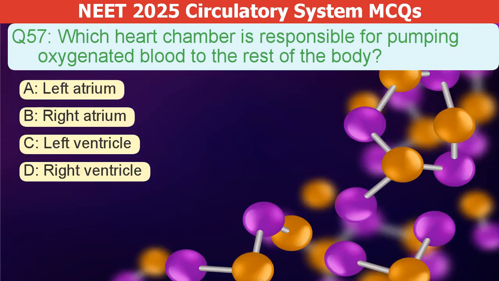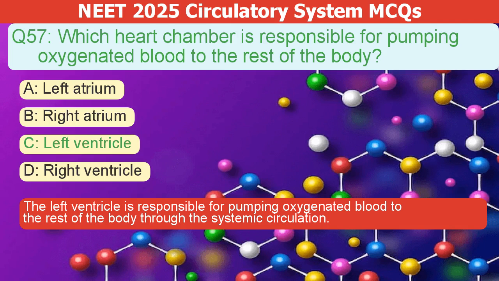Which heart chamber pumps oxygenated blood to the rest of the body? A. Left atrium. B. Right atrium. C. Left ventricle. D. Right ventricle. The correct answer is C. The left ventricle pumps oxygenated blood to the rest of the body through the systemic circulation.